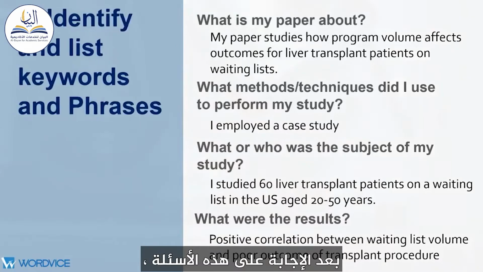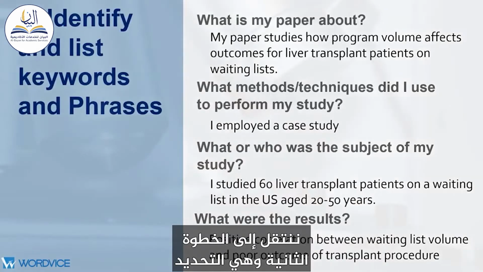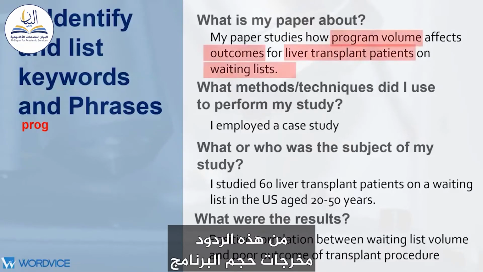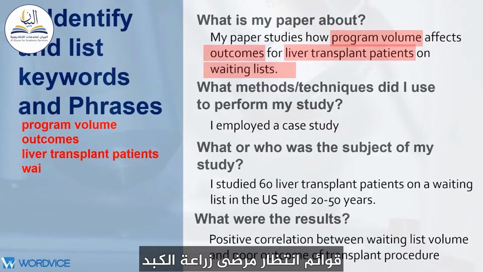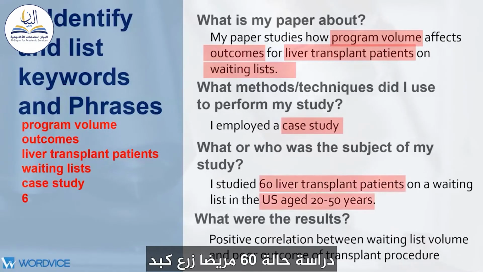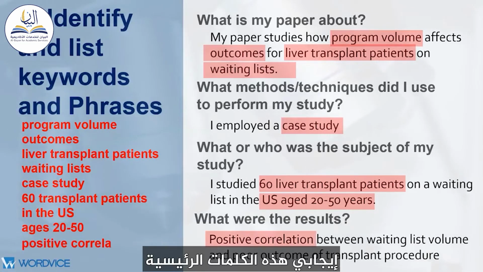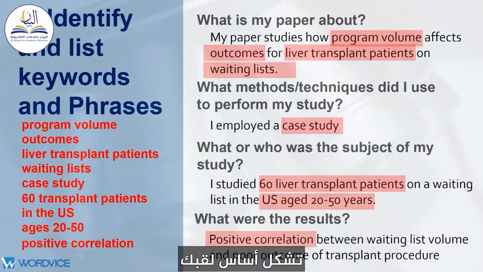After answering these questions, move on to the second step, which is to identify and list key words and phrases from these responses. Program volume, outcomes, liver transplant patients, waiting lists, case study, 60 liver transplant patients, aged 20 to 50 years, positive correlation. These keywords will form the foundation of your title.